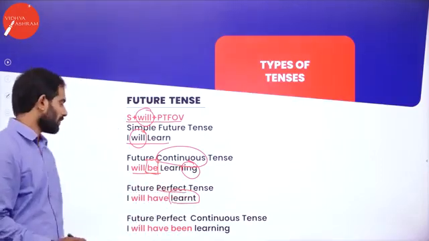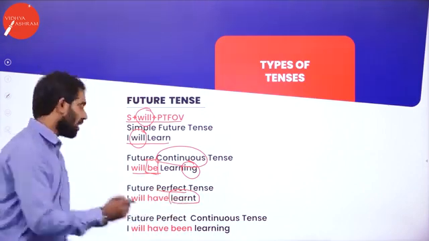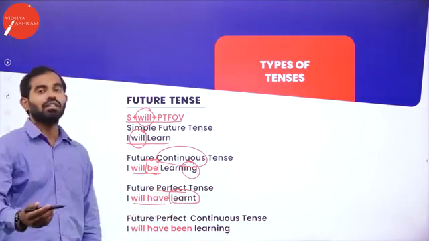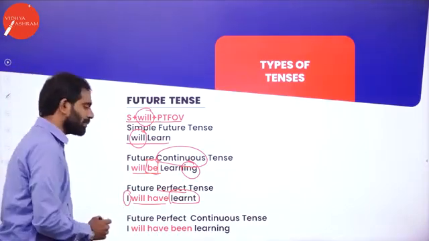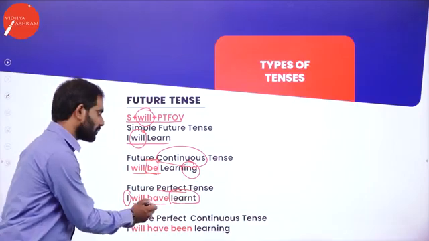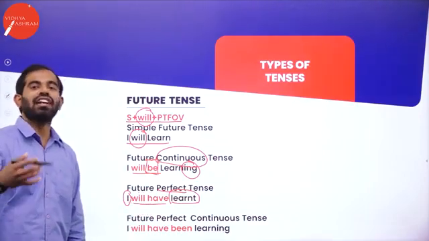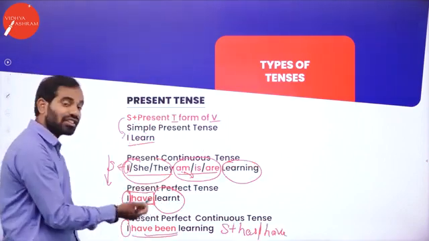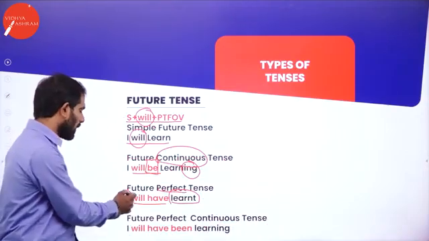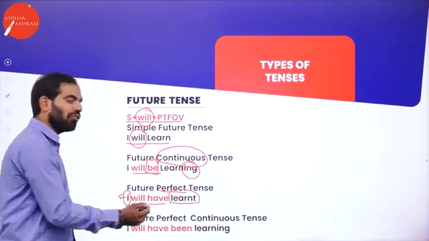It will never change. So I will have learnt, she will have learnt, they will have learnt, it will have learnt. Here, even though the subject changes, the auxiliary verbs remain the same. You cannot say "she will has learnt." If you go back here, it is I have learnt, she has learnt. But when you come to future perfect, no matter what the subject is, "will have" will never change.